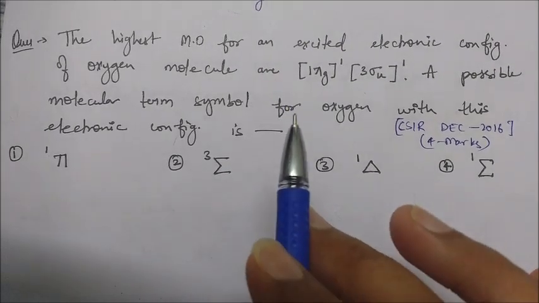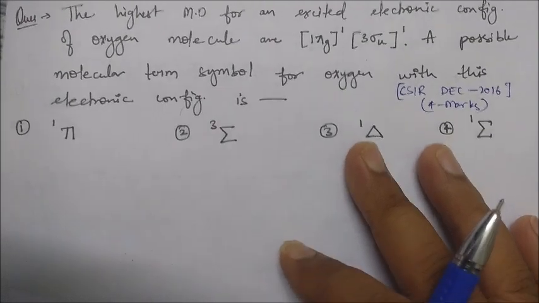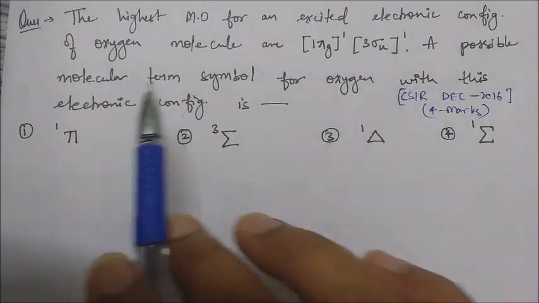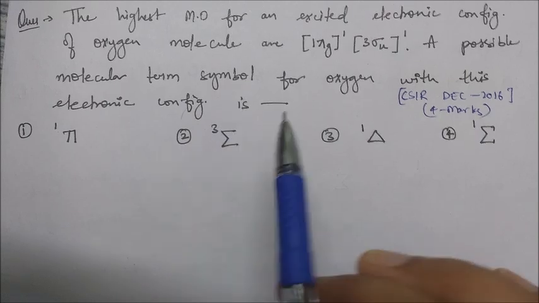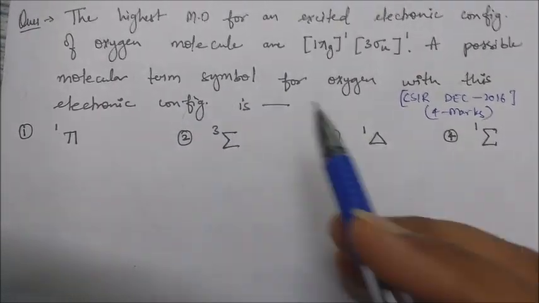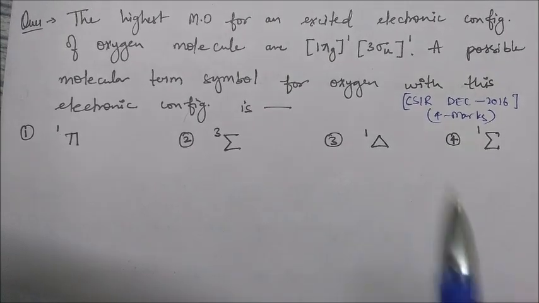The question is very easy, I will tell you how. It has asked for the possible molecular term symbol. It has not asked what the molecular term symbol will be, it has asked for the possibility. So that possibility you will get by doing one step only, you don't have to do all the steps.